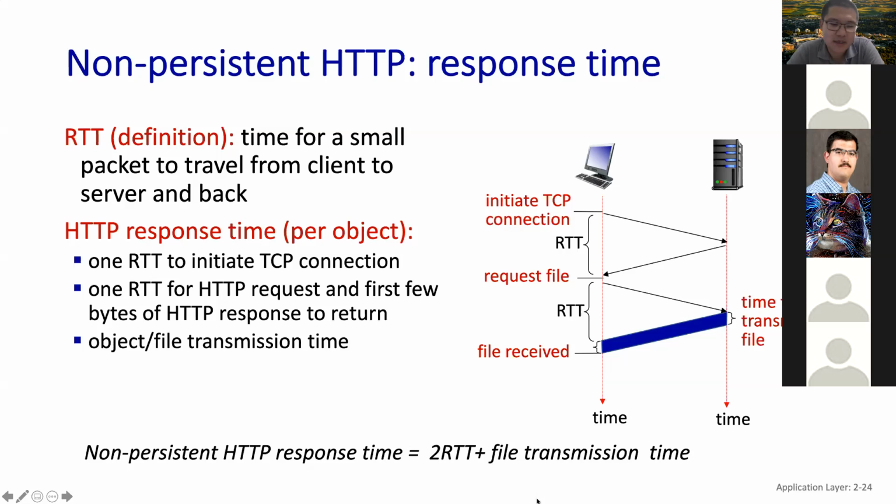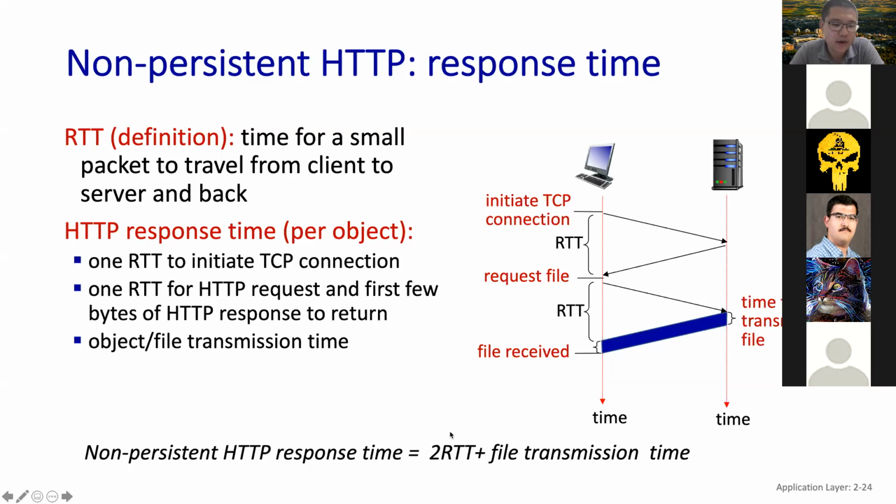The file transmission time is easy to understand, because if you transfer a large image, then the transmission time would be large. But the RTT is sometimes kind of stable if the connection between the HTTP server and the client is stable.